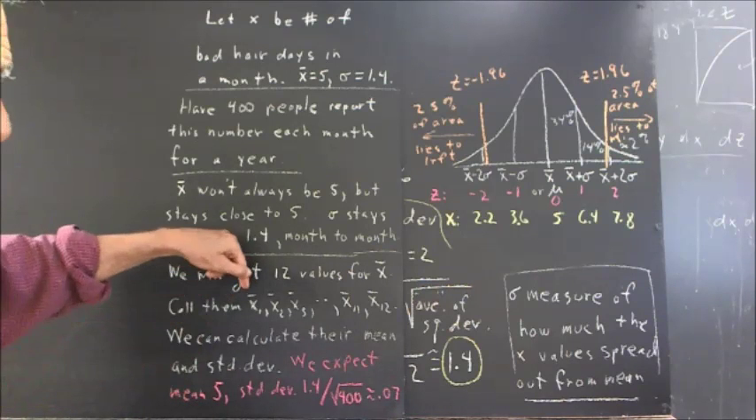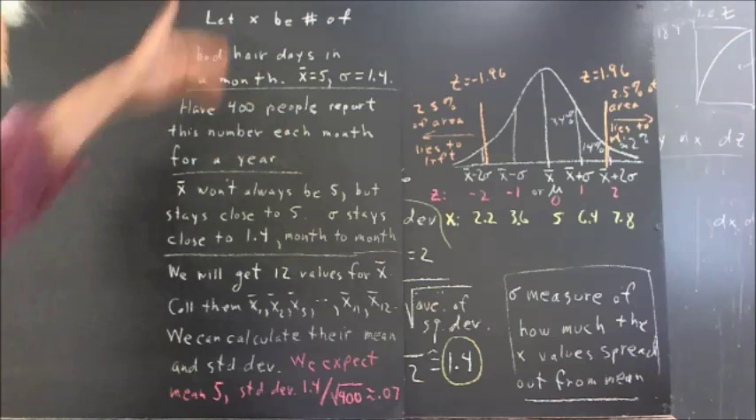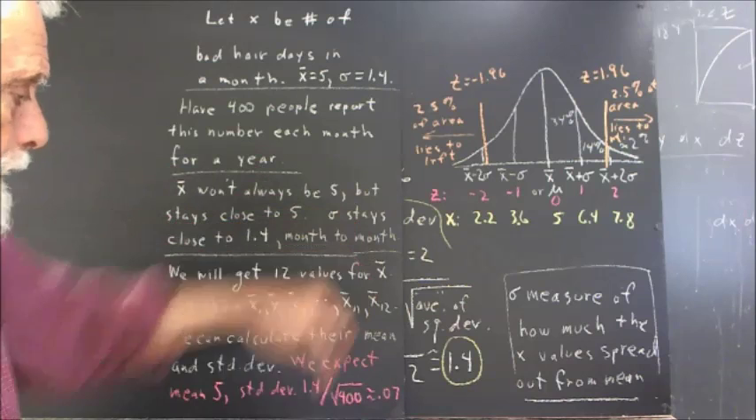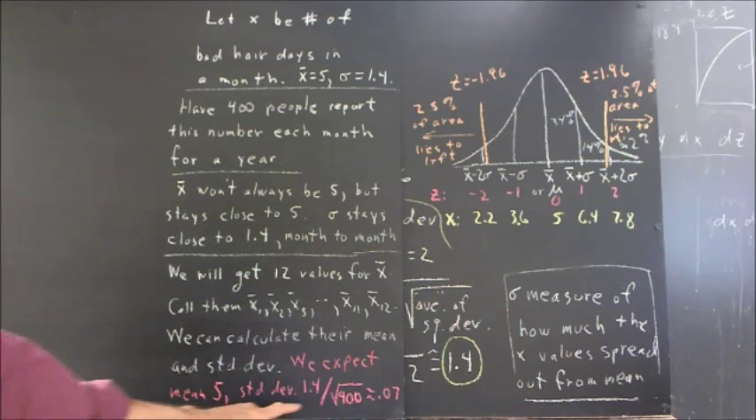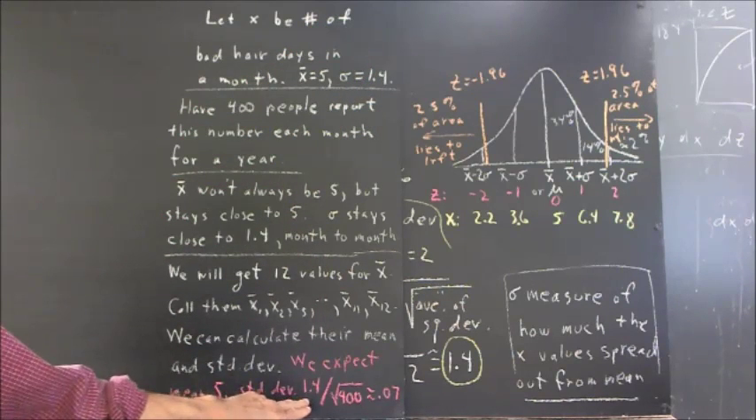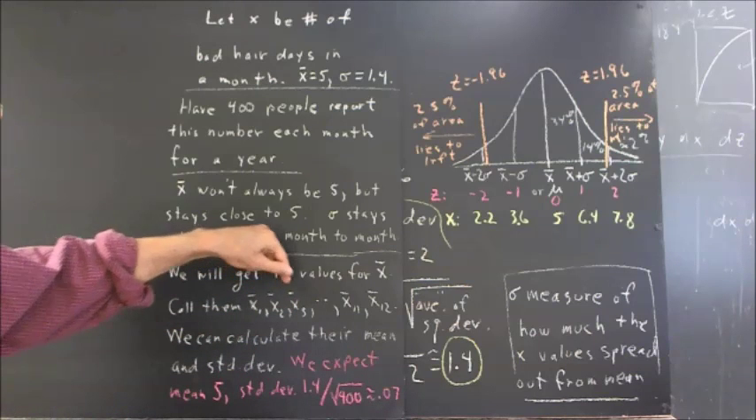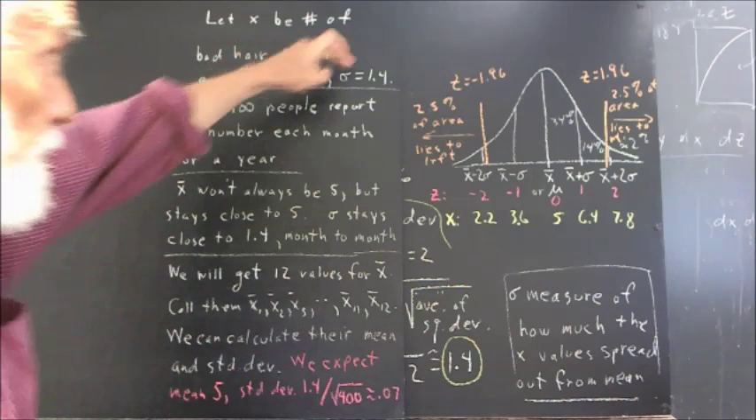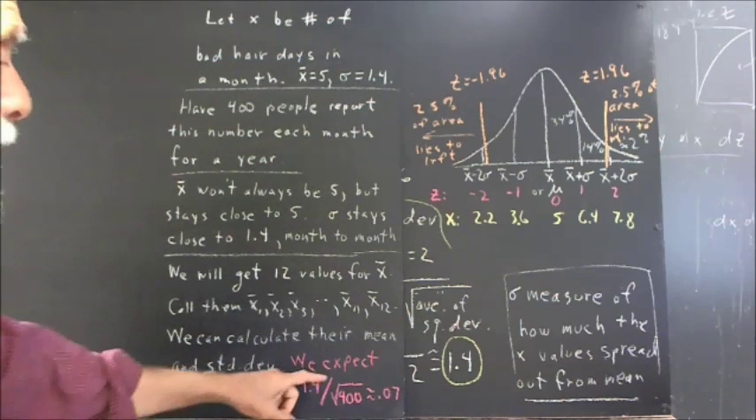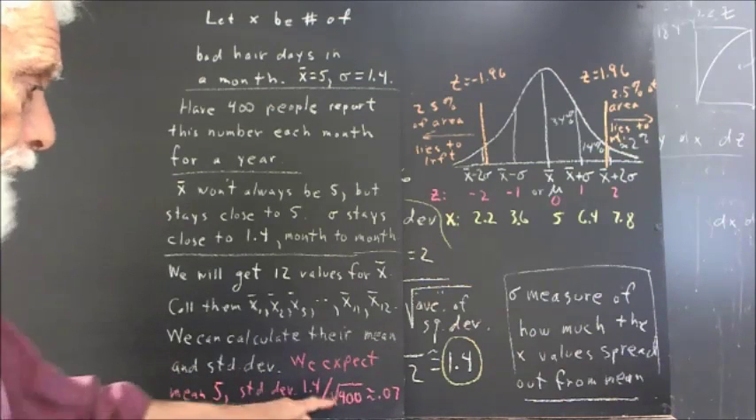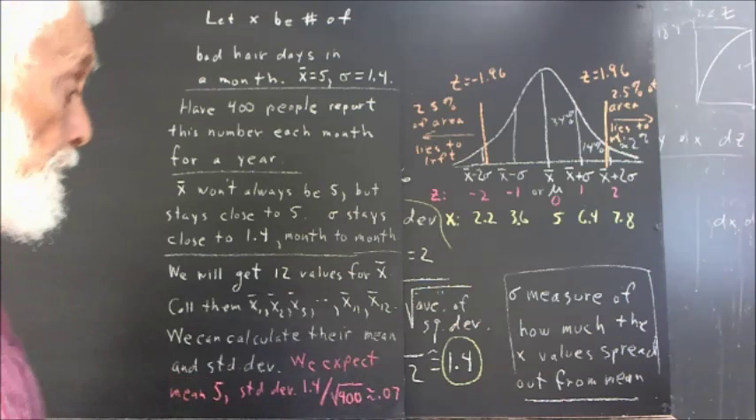The standard deviation of these averages of the results from the 400 people over each of the 12 months is not going to be 1.4. 1.4 is a standard deviation from person to person. Okay, we're trying to calculate the standard deviation of these means. And to get that, we're going to divide the 1.4, the person-to-person standard deviation, by the square root of how many people there are, by the square root of 400. And that's going to give us about 0.07.